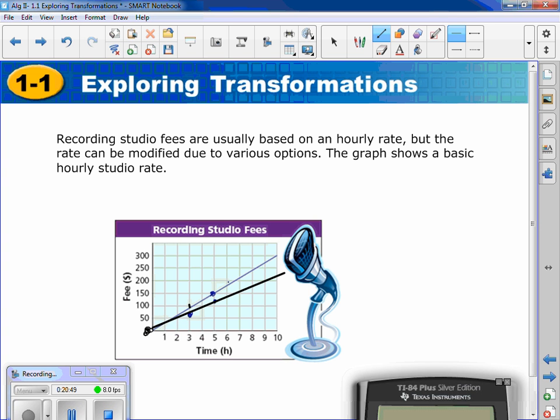Did it make a huge difference in price? No. But what do you notice about the difference? Where is it starting to occur more? The higher hours, the more you're saving.